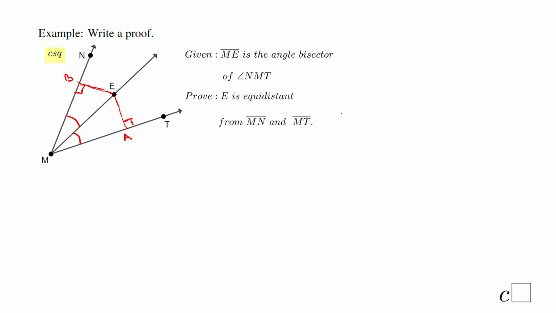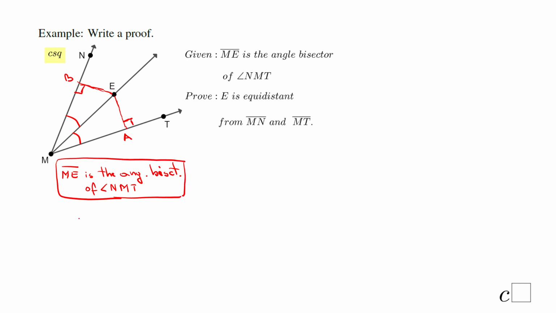So I'm going to do a flow chart, and I'm going to start from what is given. ME is the angle bisector of angle NMT. So remember, on a flow chart you make a box around the statement, this statement that is given, and that's the reason.